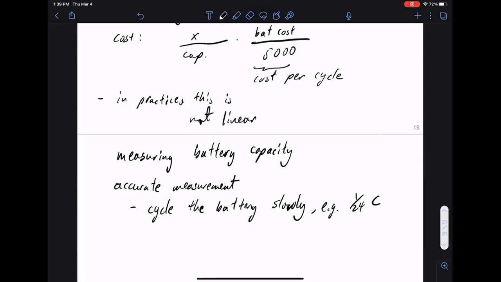Okay, 1/24C. So that means you take a day to charge the battery, take a day to discharge the battery. And then because this is cycled very slowly, you can actually read out how much capacity you have. Okay, so this is sort of the slow cycling.